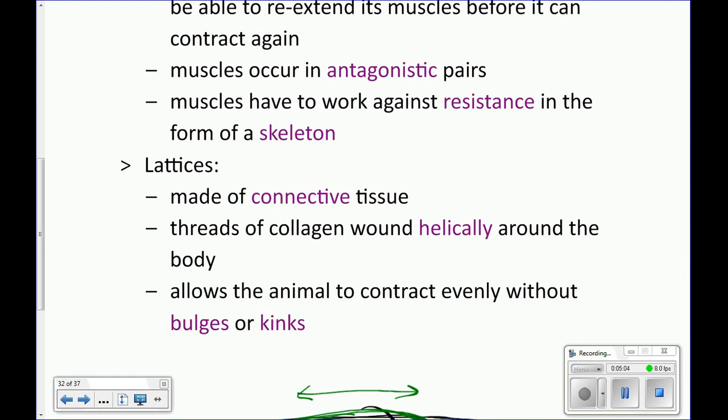Worms also have these things called lattices. They're basically proteins that are wound around the worm, and those proteins direct the flow of the fluid in the worm. So they allow the muscles to contract and direct the flow of fluid so that when those muscles contract, you don't get bulges or kinks in the worm.